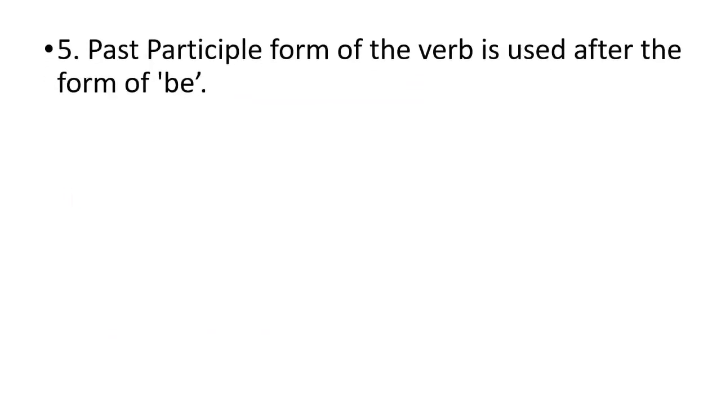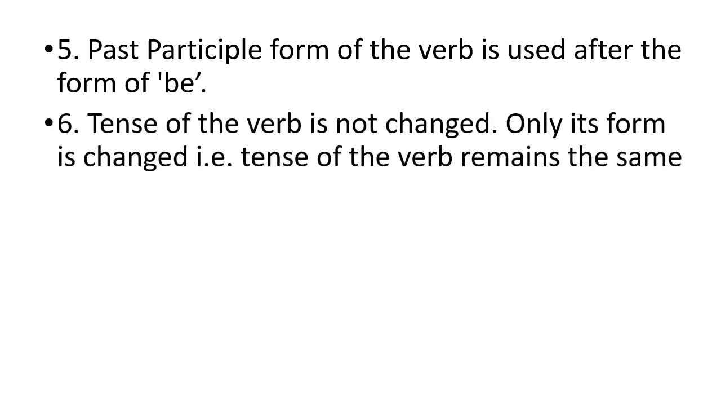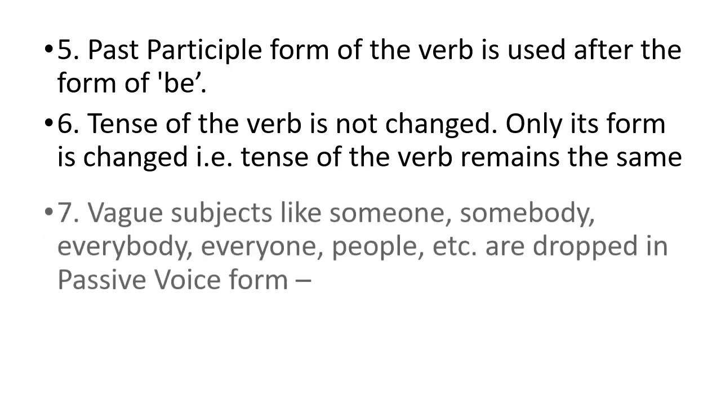Fifth, the past participle form of the verb is used after the form of be. It means the third form of the verb is used after the form of be. The tense of the verb is not changed, only its form is changed. For example, the tense of the verb remains the same.